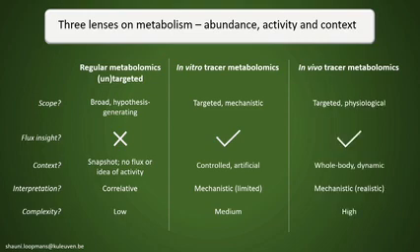And then lastly, we have in vivo tracer metabolomics. This is very targeted, but also physiological. We will have our flux insight, and it's the whole body, a very dynamic context. The mechanisms we get here are more realistic because we're looking in the animal or in the human itself. The complexity, however, is rather high, and so there are a lot of variables that we need to take into account.